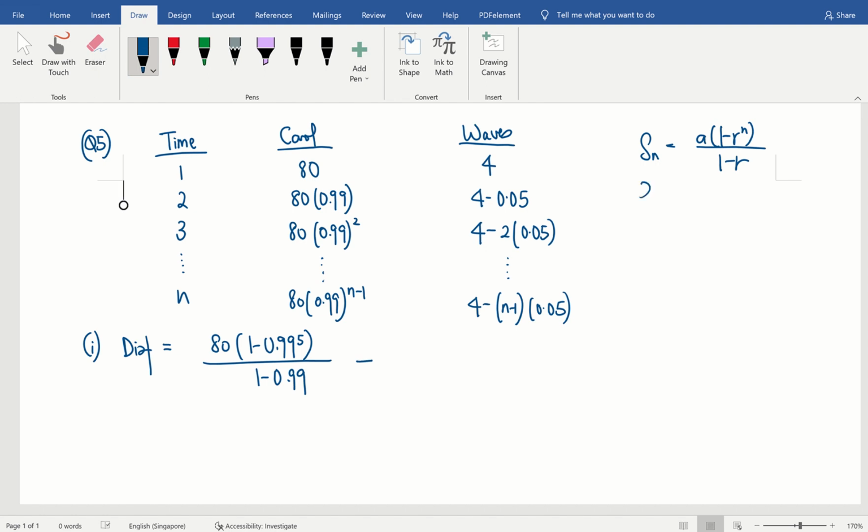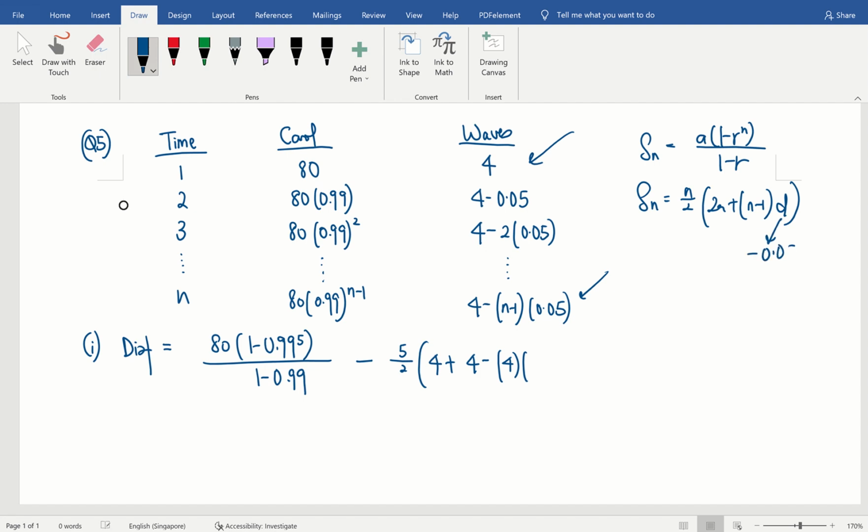Waves is an AP. So Sn equals to n over 2. You can either do a plus l or 2a plus n minus 1 d. Whichever you prefer. So 5 over 2, a plus l. Minus here, yeah. If you do a plus d, please remember that your d is negative 0.05, okay? Be very careful.